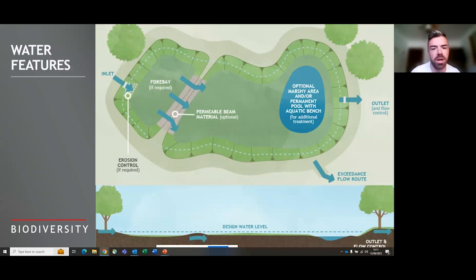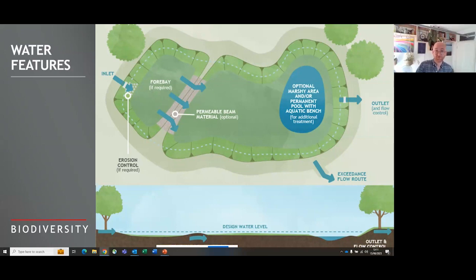So are SuDS required as part of any new development? If not, what are the incentives to include it? E.g., can you link those water quality improvements to nutrient neutrality? Wow. Okay. Shall I take that one, Adam? Oh, easy. I don't mind. Yeah. Right.